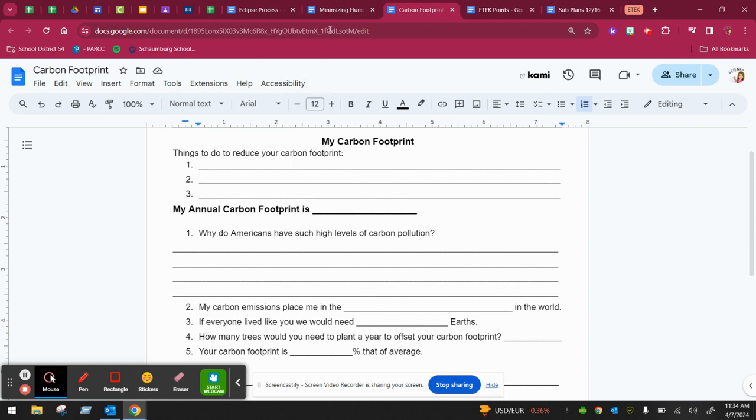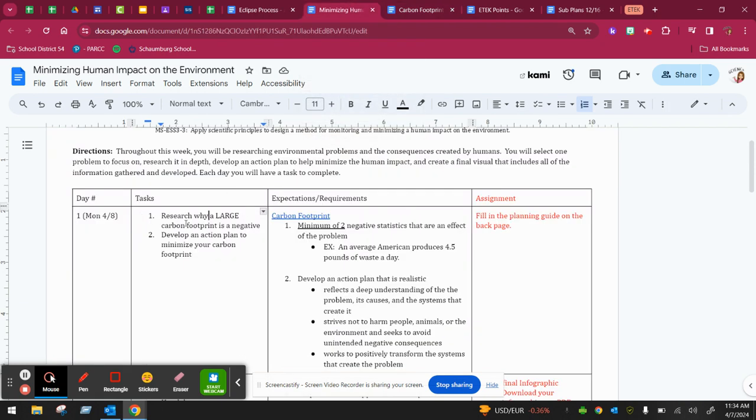Pick one, and you're going to really dive deeper into that. So you're going to research one of your things. What specifically are you doing, and how is that contributing to the negative carbon footprint? And then what can you do to help lessen that, minimize it?